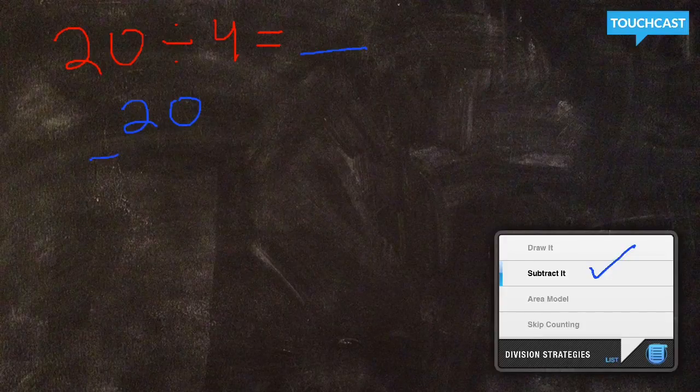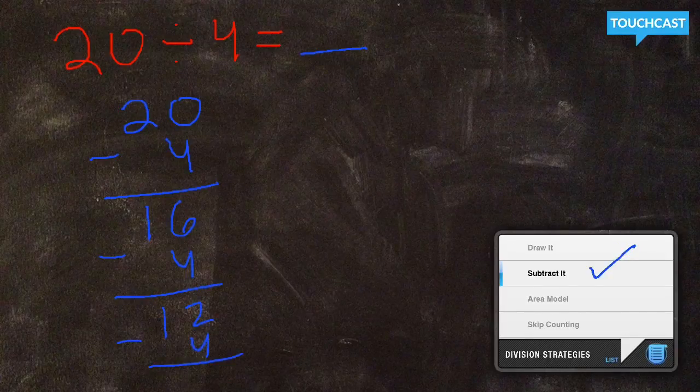So 20 minus 4 is 16. 16 minus 4, let's see, 16, 15, 14, 13, 12. 12 minus 4 is 12, 11, 10, 9, 8. Keep going until we get to 4. 8 minus 4 is 8, 7, 6, 5, 4. So we got to 4.